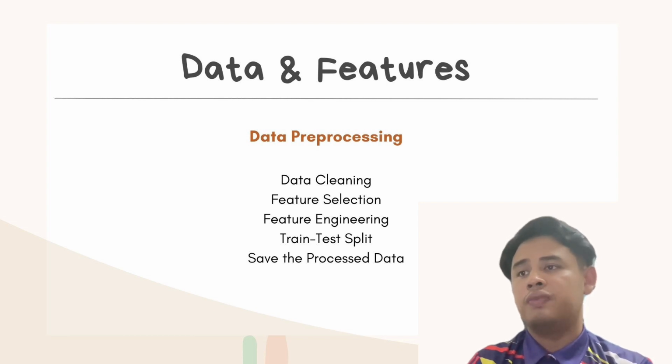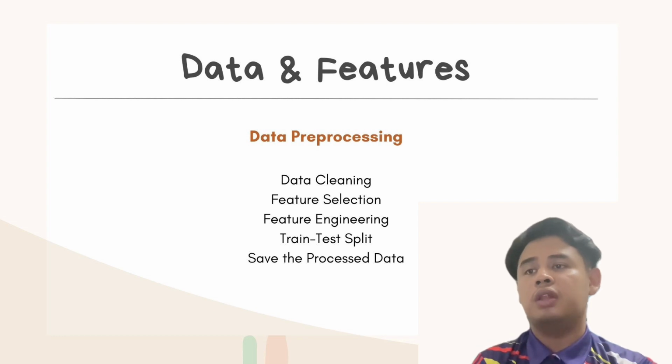Second is feature selection. Identify the relevant features that are useful for stroke prediction or analysis. Feature selection techniques such as correlation analysis or information gain can help determine which features contribute the most to the target variable. Feature extraction techniques like principal component analysis or linear discriminant analysis can be applied to reduce dimensionality if necessary.